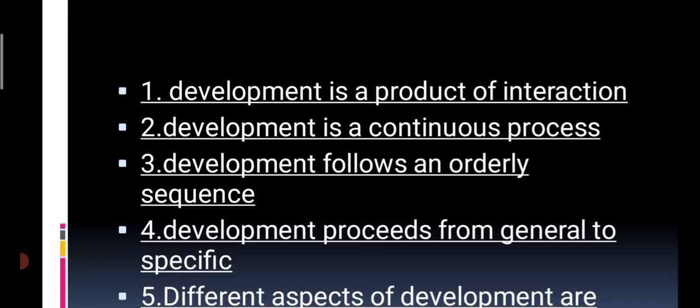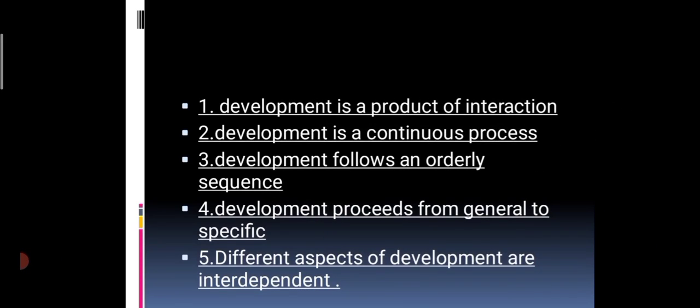And the next point is different aspects of development are interdependent. Development in various domains like social, physical, intellectual, etc. are interrelated and interdependent. A child's early social behavior is interrelated with his physical development. If the child is physically handicapped, then his social behavior will be retarded. A child who has sound health is generally found to be intellectually and socially active.